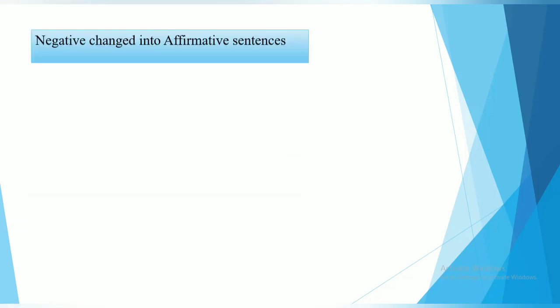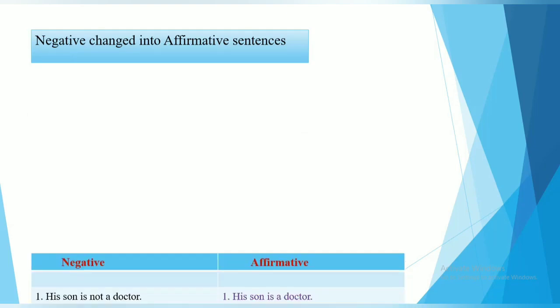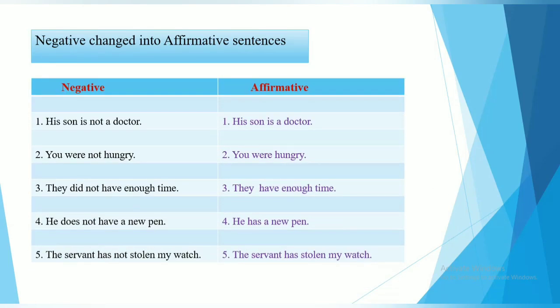Now let's see how the negative is changed into an affirmative sentence. Here are a few examples. Number 1, his son is not a doctor. In affirmative, there is no "not": his son is a doctor.